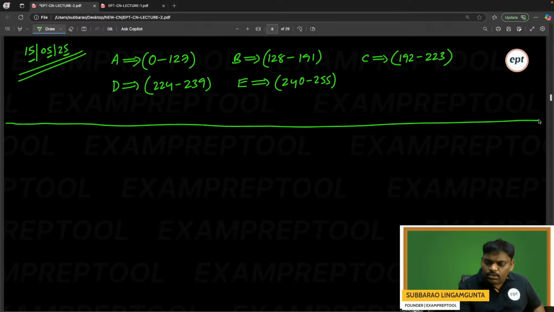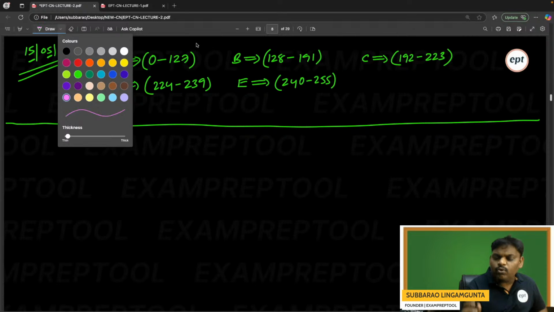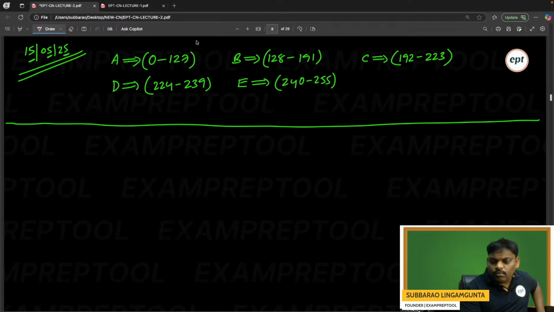If anyone has a small doubt, assume you have a little doubt. In class A, the starting bit is 0. Class B starts with 10. Class C starts with 110. D starts with 1110, so 4 ones. You should know the starting bits.